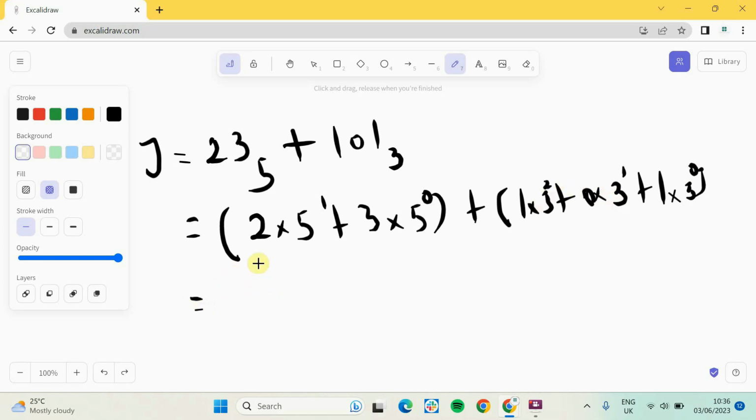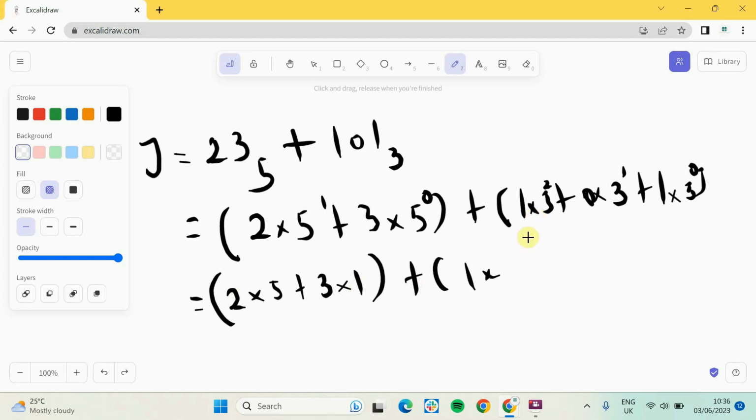But let's simplify. 2 times 5 raised to the power 1. 5 raised to the power 1 is 5, right? Plus 3 times, anything raised to the power 0 is 1. So that will be plus 3 times 1, right? So we've actually treated this bracket. Plus this bracket here. 1 times 3 squared is 9.